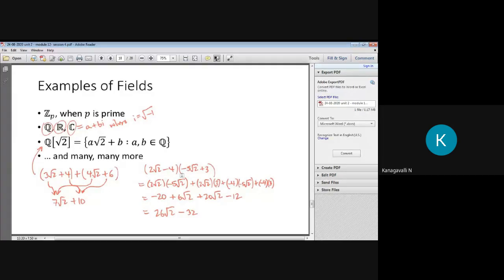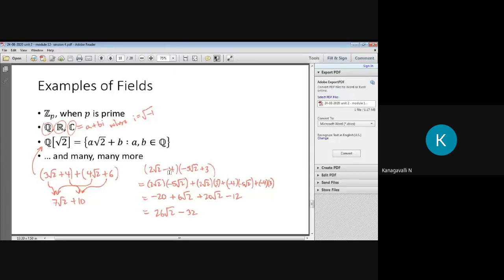Already you are studying in 8th standard, right? If you want, you need to check clearly one by one. 2 root 2 into minus 5 root 2. What is the term? 5 into minus 2 is minus 10. Root 2 into root 2 is 2, right? Minus 10 into 2 is minus 20. And the same thing, 2 root 2 plus 3, then 2 root 2 into minus 5 root 2. So we are getting the value 20 root 2.